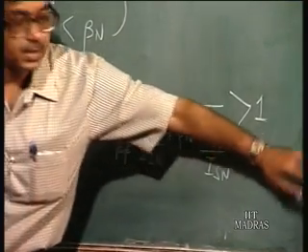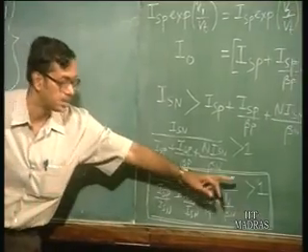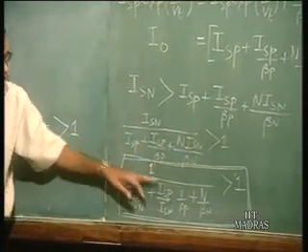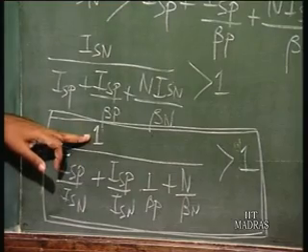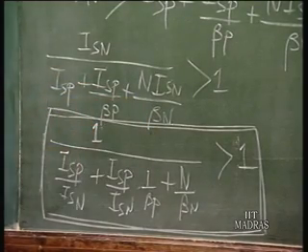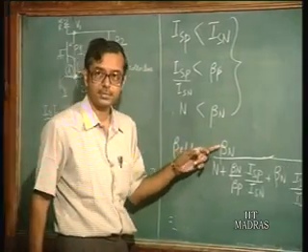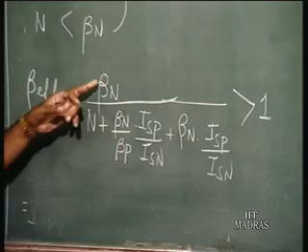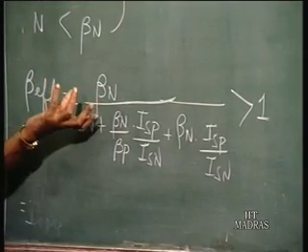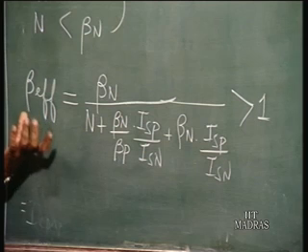Okay, this expression shows that this fraction must be greater than 1. Multiply the numerator and denominator by beta n on the left-hand side. This also is greater than 1. So, you write this term like this: beta n divided by beta n is the actual beta of the NPN transistor, but this is the effective beta of the I squared L cell.